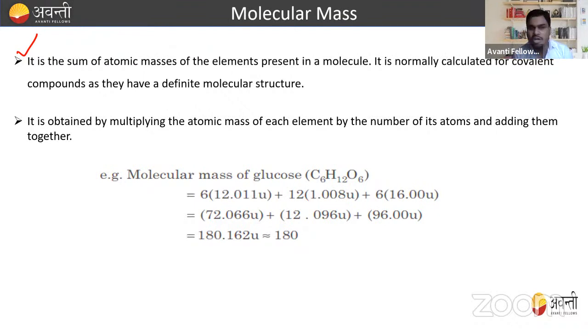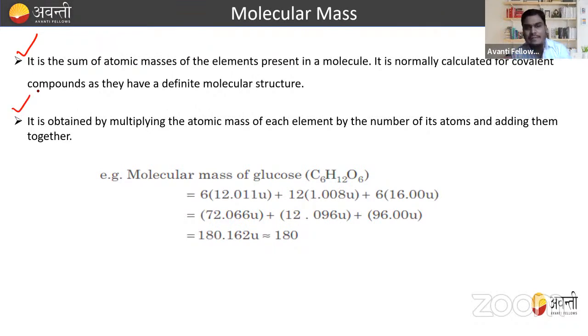So what is molecular mass? It is the sum of the atomic masses of the elements present in the molecule, and it is normally calculated for covalent compounds as they have a definite molecular structure. I hope this is clear to everyone. Is it clear what molecular mass is? No doubt related to this topic? Right.